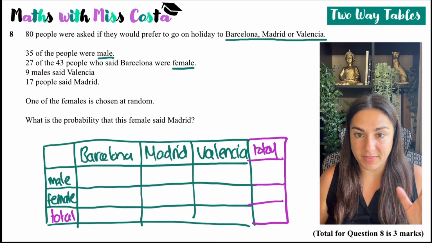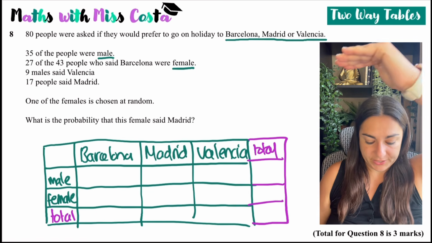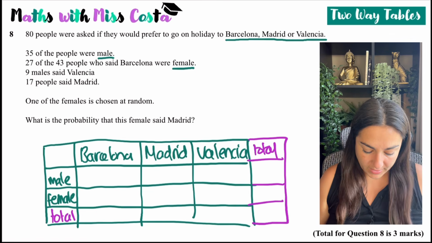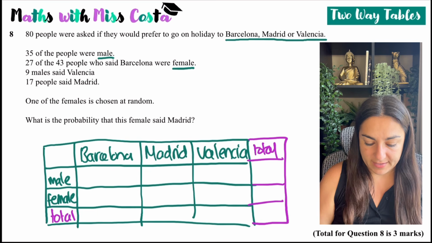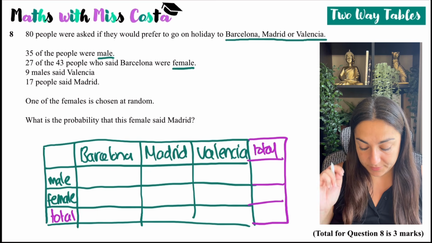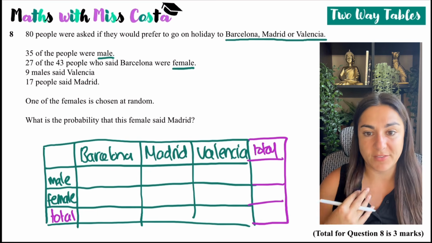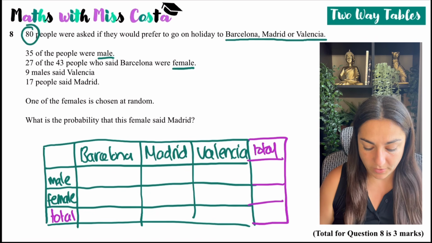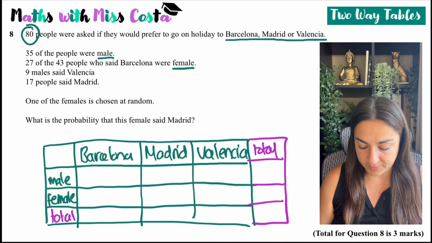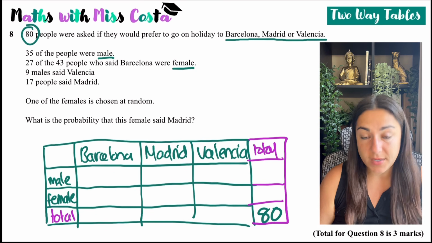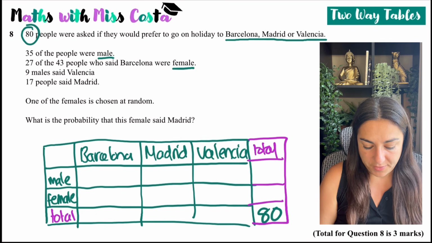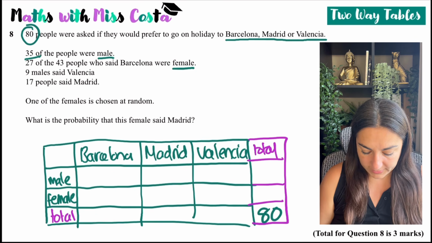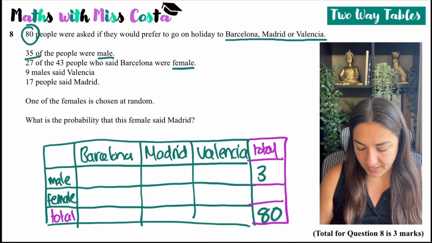You line up everything, all your options, so destination, and then whether they're male or female. And then we can just fill in the information that we've been given. So I'm just going to deal with the information that they've given. So 80 people were asked if they would prefer to go on holiday to Barcelona, Madrid or Valencia. So the total is 80 people. 35 of the people were male, so where there's males I'm going to put that in.